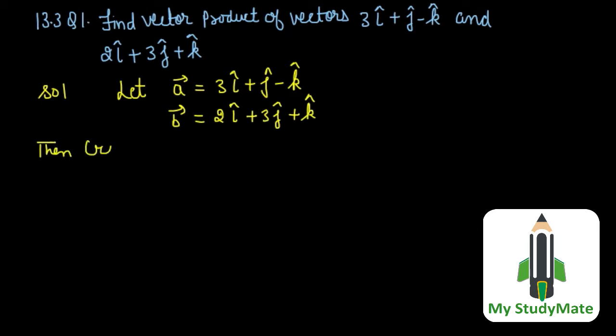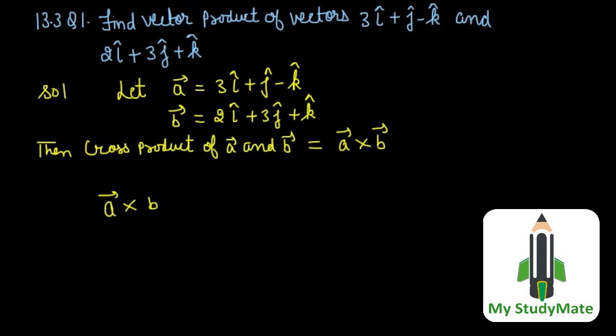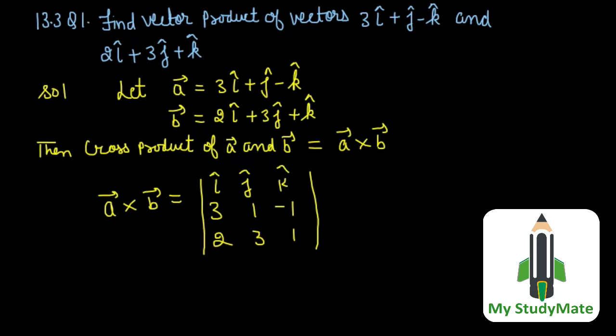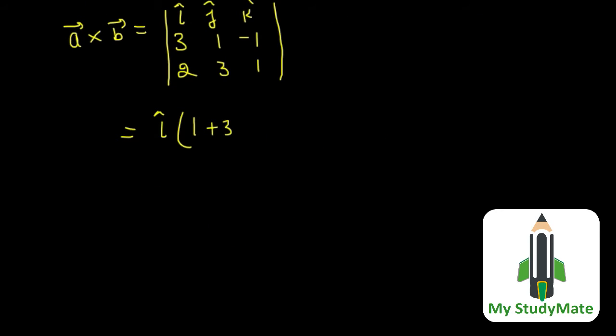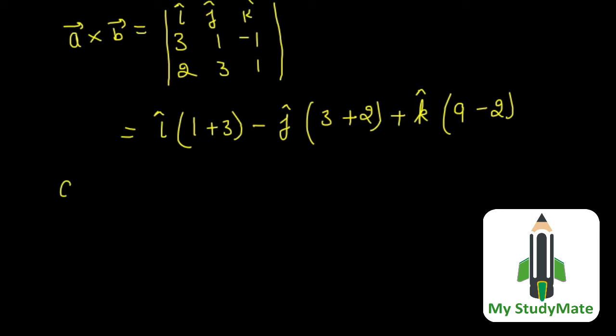Then the cross product of vector A and vector B is equal to A cross B, which is the determinant with i cap, j cap, k cap. Now the elements of vector A are 3, 1, -1 and the elements of vector B are 2, 3, 1. To solve this, we will get i cap (1 + 3) - j cap (3 + 2) + k cap (9 - 2). So vector A cross vector B is equal to 4i cap - 5j cap + 7k cap.